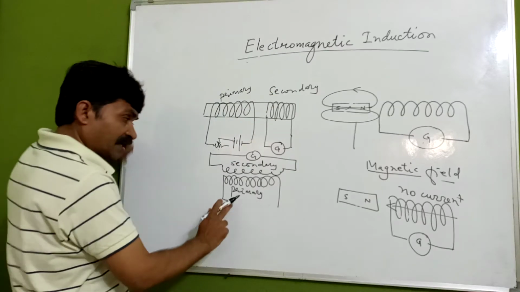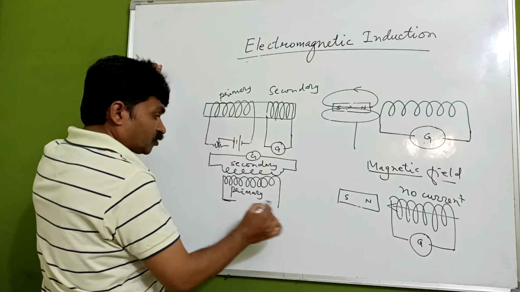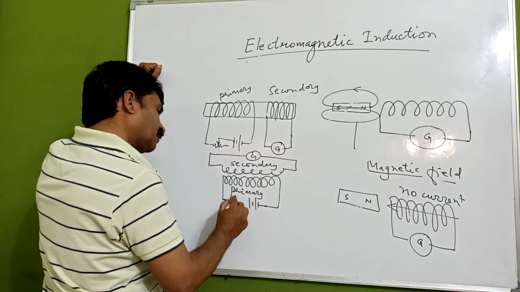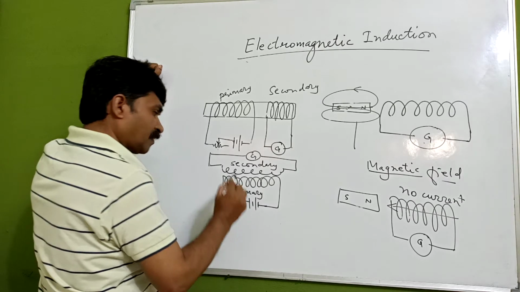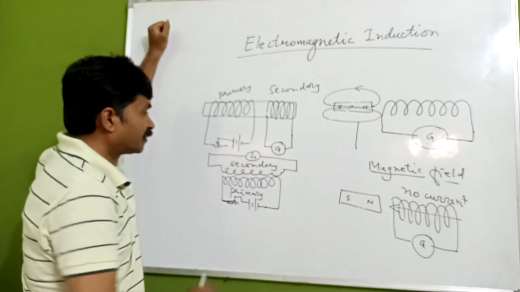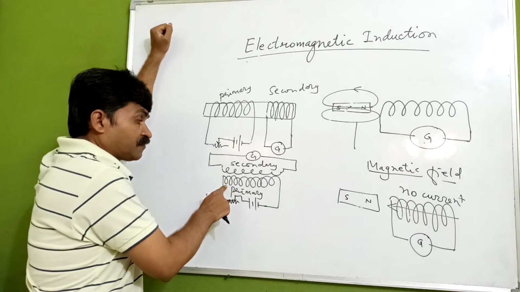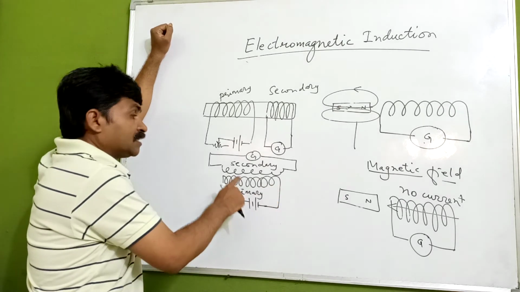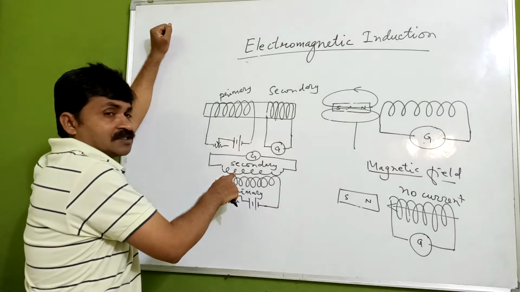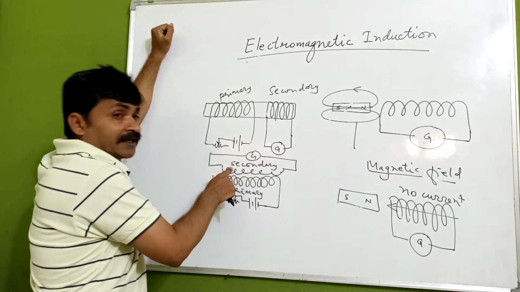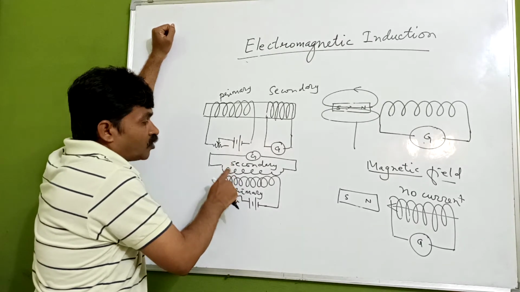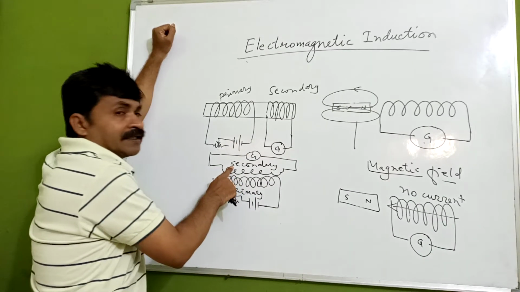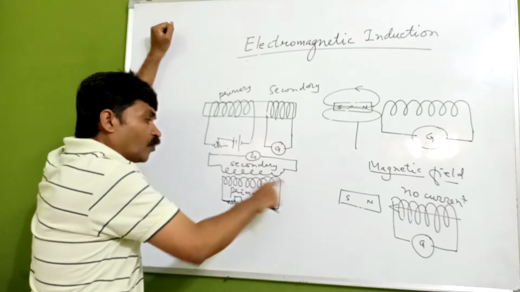So if there is a change in the current which is flowing through it, if we are changing the current flowing through it, okay, so when we are changing the current in this first coil, that is the primary one, there is a change in the magnetic field lines. And when there is a change in the magnetic field lines in the secondary, which is kept near to it, it causes an EMF to be generated in it. When an EMF is generated in it, it causes a current to flow through it.